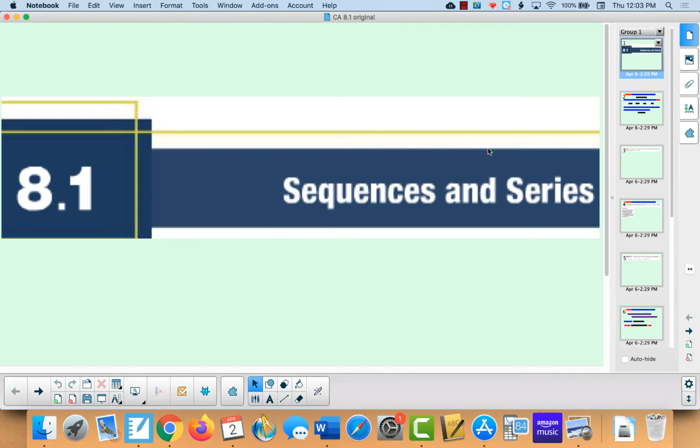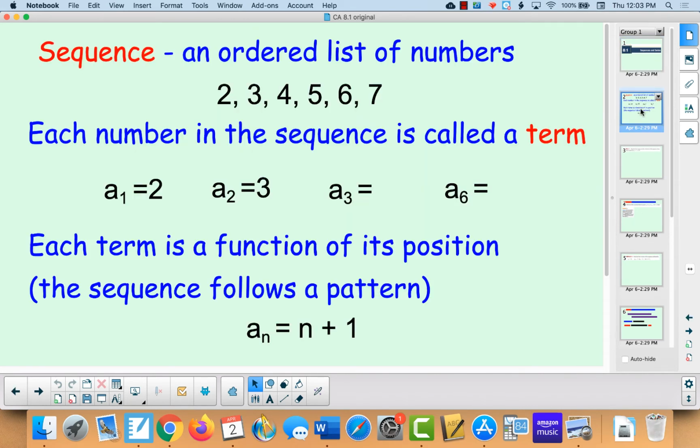In this video, I'm going to go over section 8.1 and work some examples for you that you'll be doing in your MyMathLab assignment. So this chapter is going to be about sequences and series. So first I'm going to define what a sequence is. A sequence is simply an ordered list of numbers.